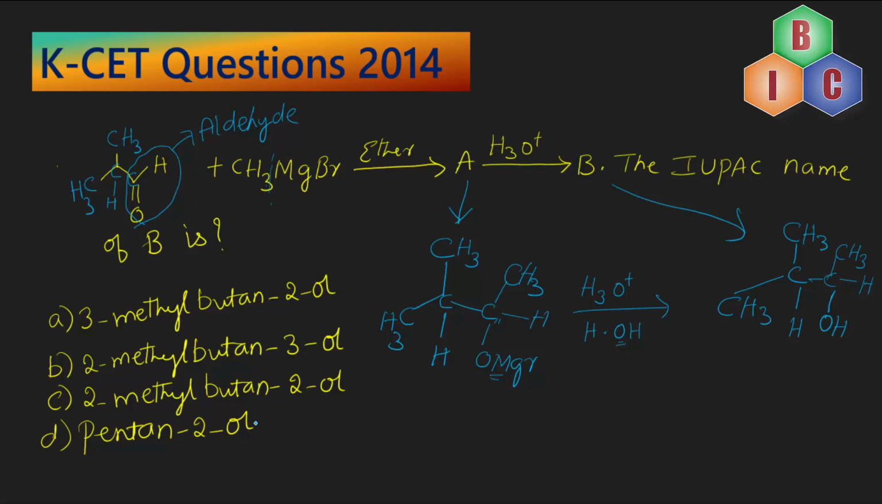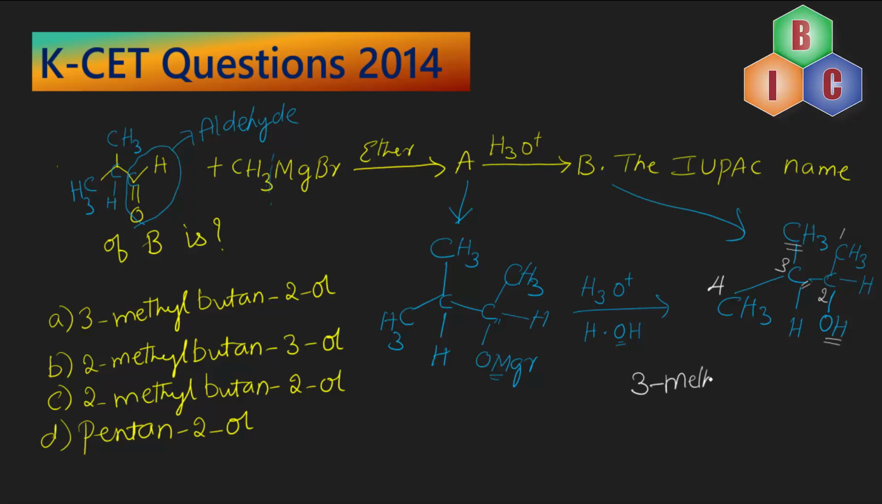Now let's start naming this compound. Let's start giving the locant for the carbon atoms. From where we should start? We should start very nearby to the functional group carbon. So this is the thing: 1, 2, 3 and 4. Now for the second carbon atom, there is OH attached. For the third carbon atom, there is a methyl that's been attached. So therefore, what will be the name of this compound?